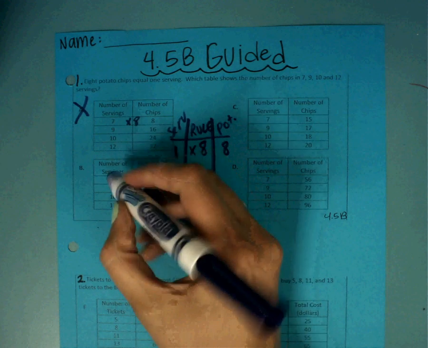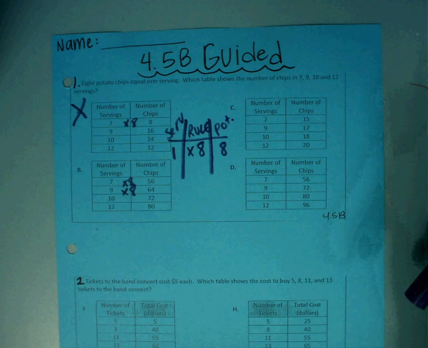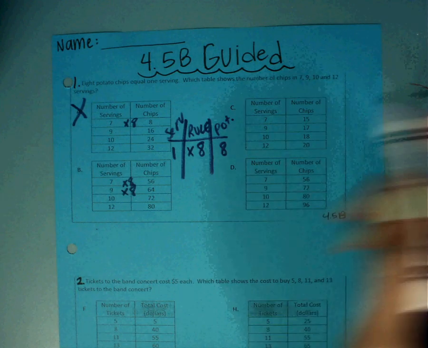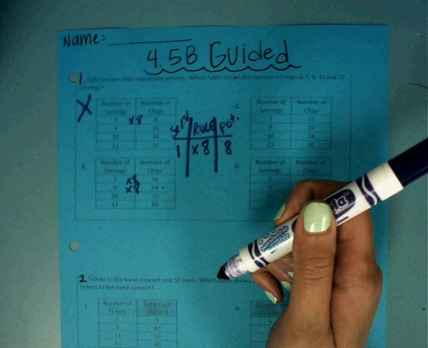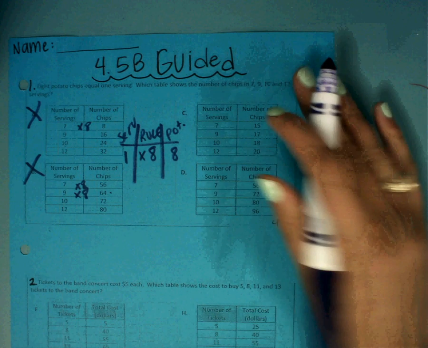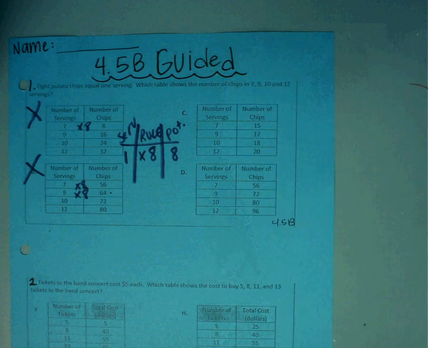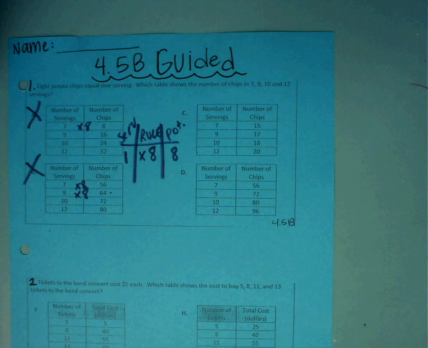Nope. All right, so let's try 9 times 8. Does 9 times 8 equal 64? No. 9 times 8 is 72, but that's not what we have right here. It says that there's 64 chips in 9 servings. Wrong.